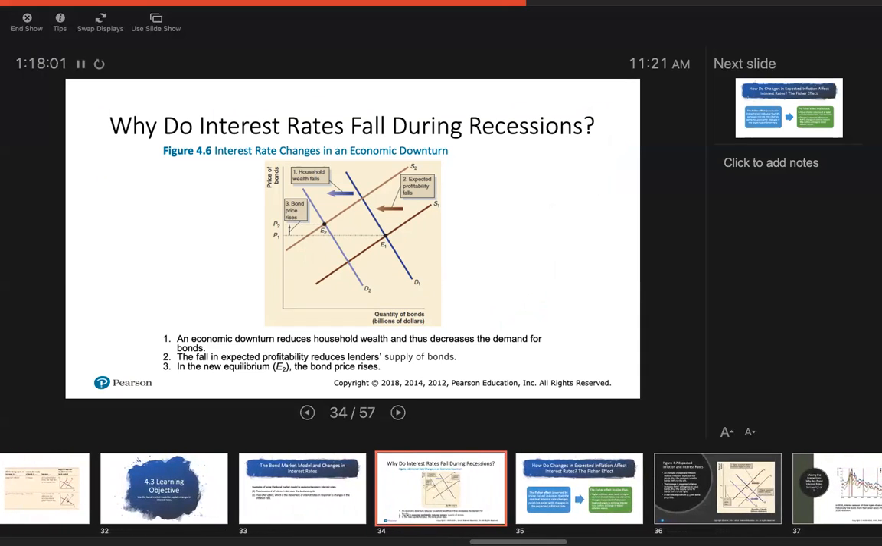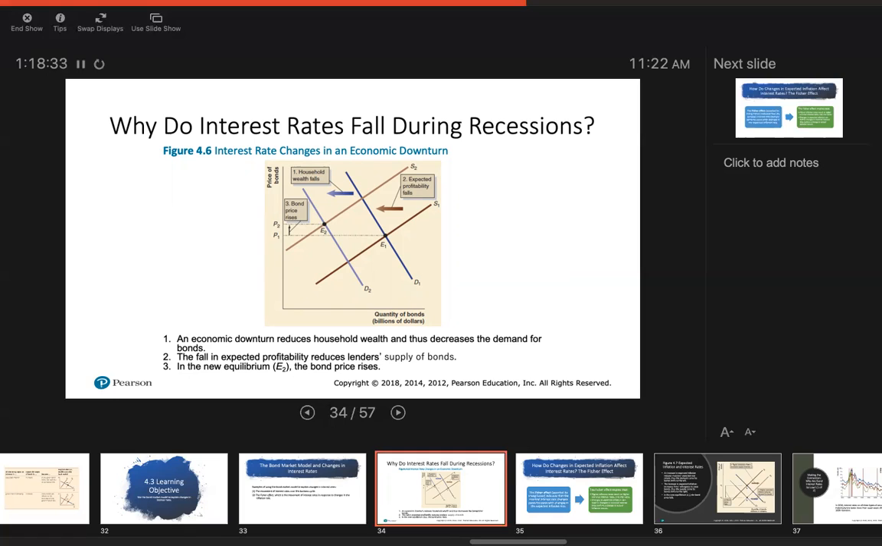When I started this discussion, I said that in response to the recession, the interest rates were cut dramatically, right? And the question then becomes, why is that the case? How can we use the bond market model to explain why interest rates fall during recessions, right? So we begin with a basic supply and demand model of the economy, the bond market model. So we have the price of bonds on the y-axis, the quantity of bonds on the x-axis.